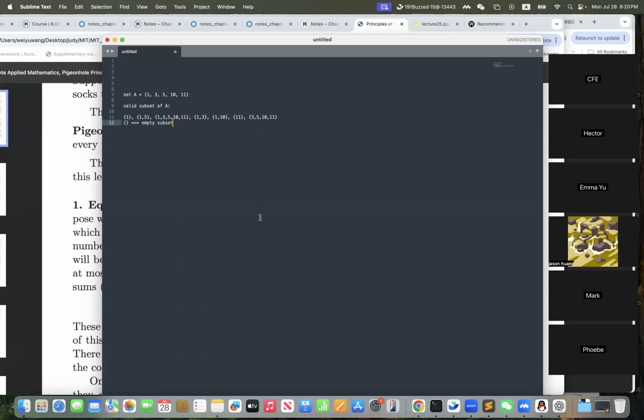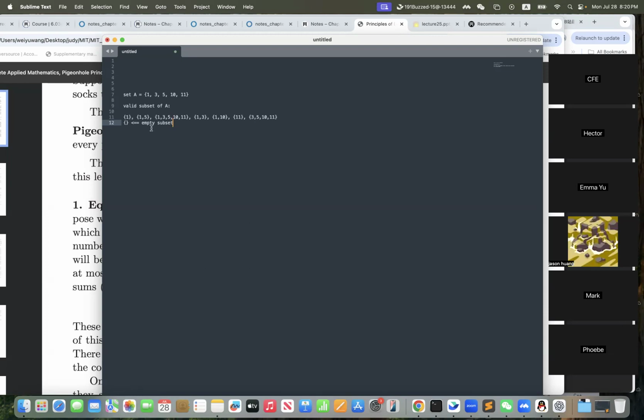You're really clever that you found the pattern, right? But why? I'm not sure why it's 2. Okay, maybe Mark, do you know why it's 2 to the power of 5 different subsets? I don't know, I'm not sure. Okay, actually, let me give you a hint. It's pretty simple.